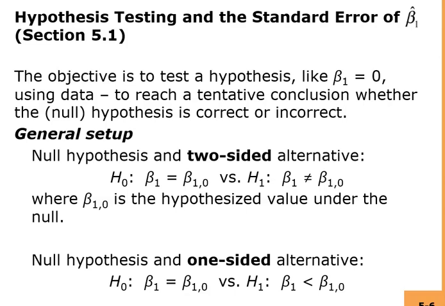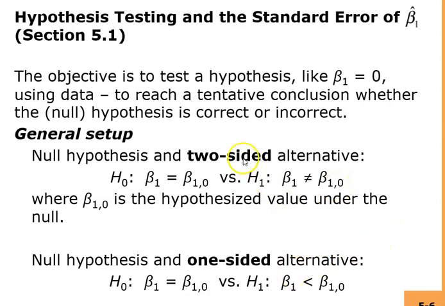So the general setup for a two-sided test is that the null hypothesis will be that beta 1 is equal to the hypothesized population estimator, versus the alternative hypothesis, which is that beta 1 is not equal to the hypothesized population estimator.